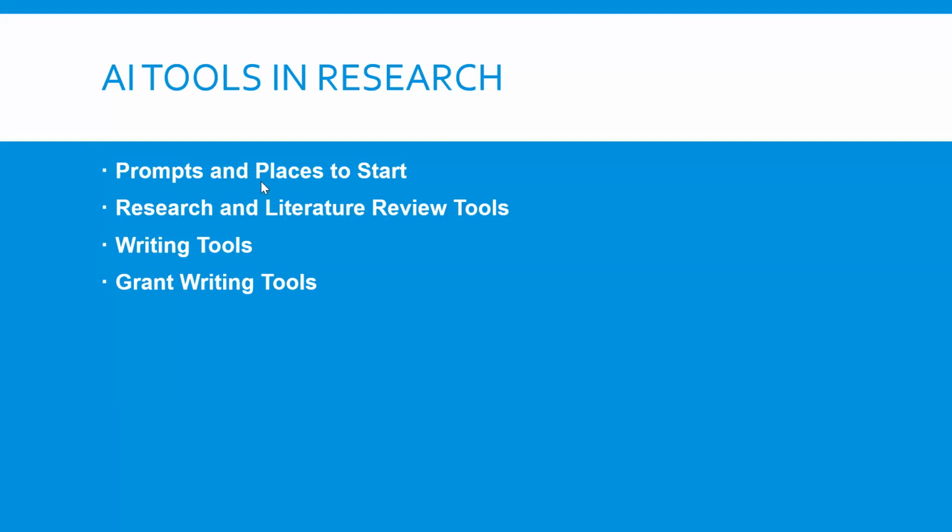Number one, we have the options for prompts and places to start, where we can search anything using AI and explore anything, like ChatGPT, Bard, Claude. There are a number of options. The next class will be the research and literature review tools. And then we have the writing tools. We have the grant writing tools for research proposals, patents, and whatever else we have in this research area. And we also have some tools for paraphrasing as well as citation.